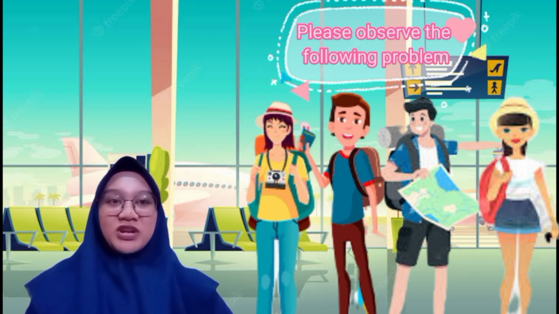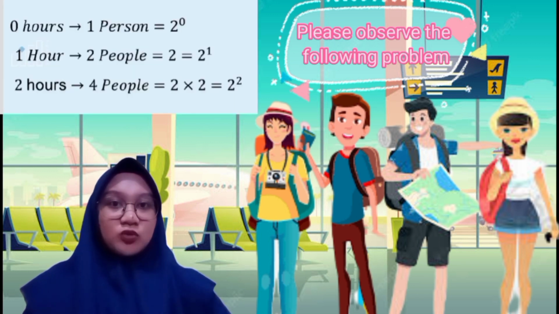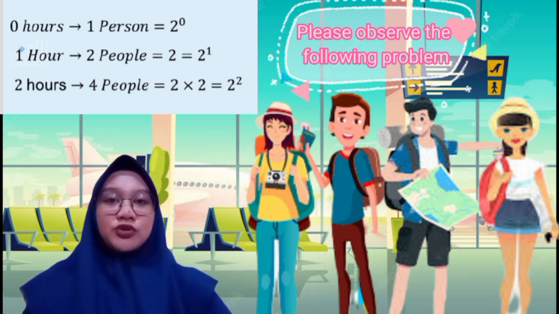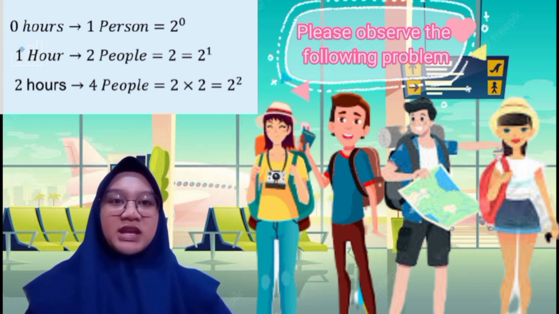We can put the numbers into ranked numbers like this. In 0 hour, 1 person is infected, we can declare 2 to the 0. In 1 hour, 2 people are infected, we can declare 2 to the 1. In 2 hours, 4 people are infected, we can declare 2 times 2 or 2 squared.